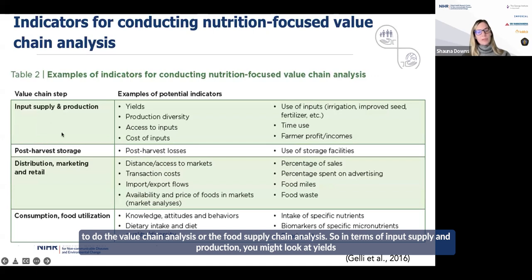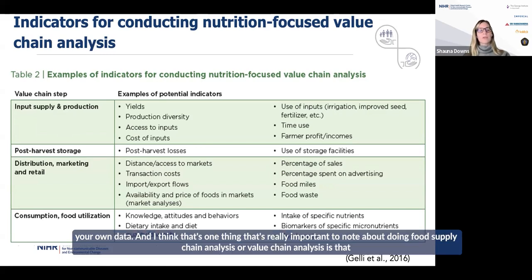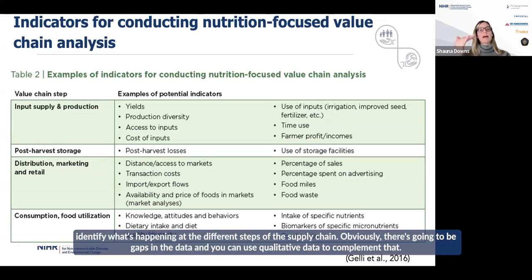So in terms of input, supply, and production, you might look at yields. You might use existing data to look at yields as well. It doesn't mean that you have to collect your own data. And I think that's one thing that's really important to note about doing food supply chain analysis or value chain analysis, is that you can use a lot of existing data to help you to identify what's happening at the different steps of the supply chain.